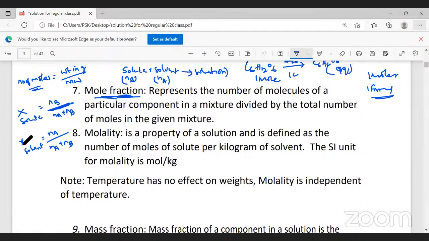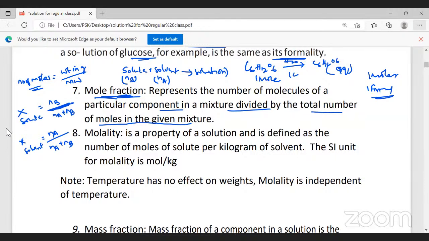If you want the mole fraction of the solvent, then we have to take the number of moles of solvent divided by the number of moles of solvent plus the number of moles of solute, or total moles of solution. Then we'll get the mole fraction. It represents the number of molecules of a particular component in a mixture divided by the total number of moles in a given mixture. So this is what mole fraction is. Did you follow what mole fraction is?